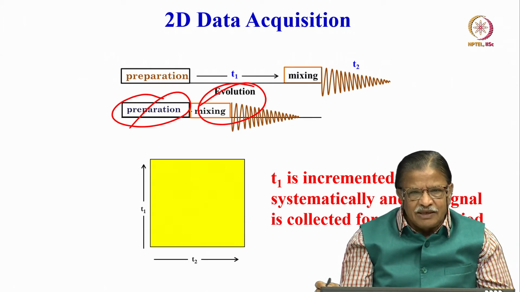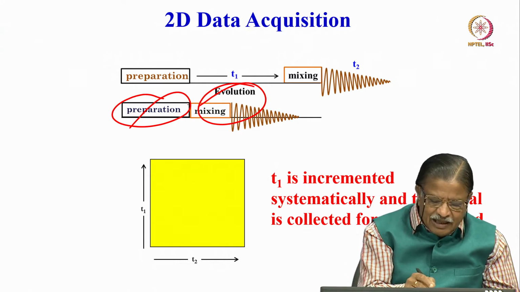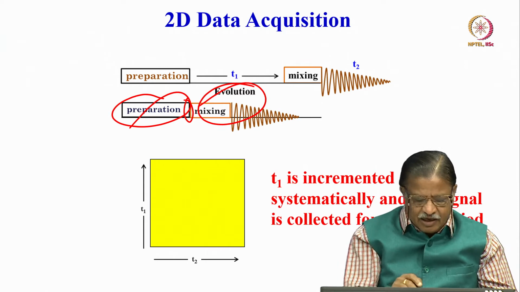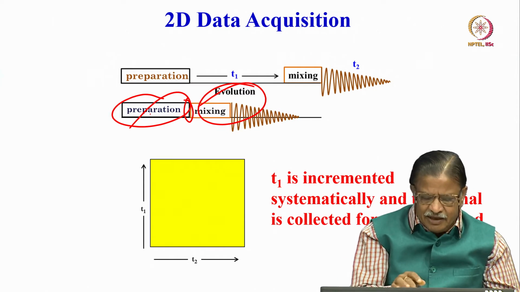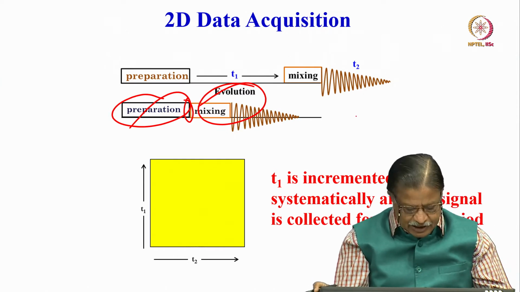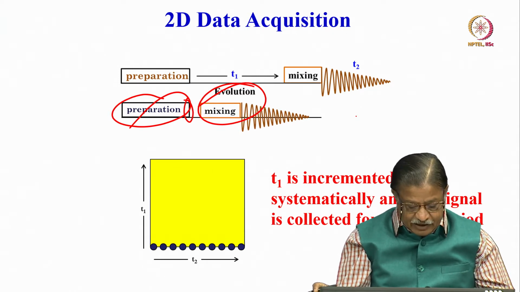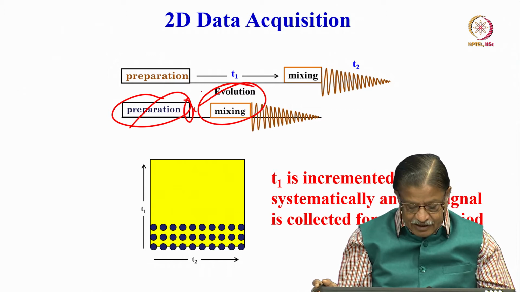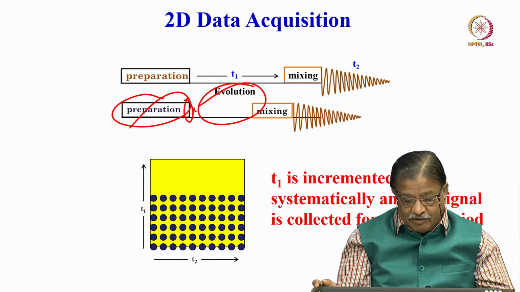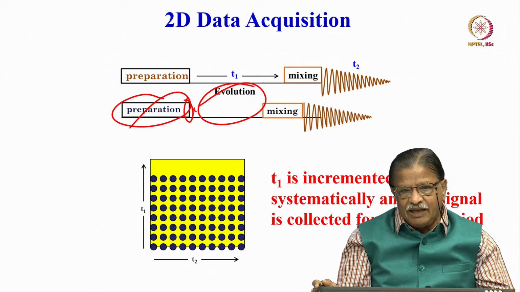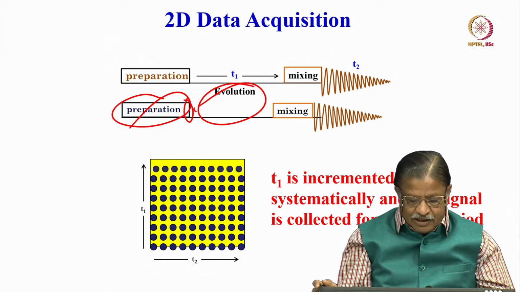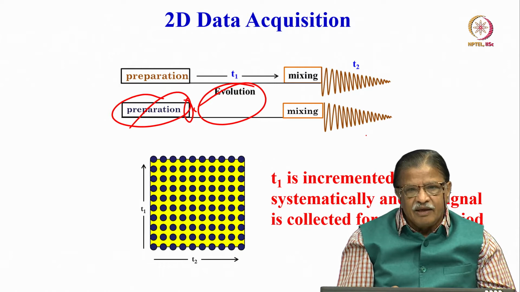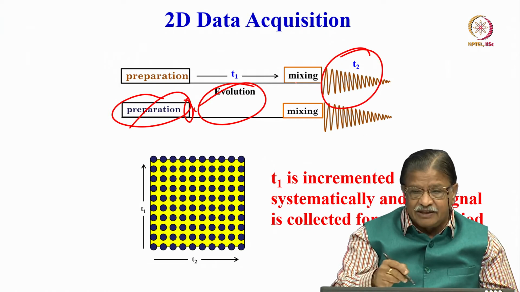What we will do is, initially, we make the time delay between evolution time 0, so there is no delay at all. Immediately after the preparation period, we have the mixing period and start collecting the signal. Then I give a little delay, then T1 is incremented, another delay, like that I keep on incrementing the delay. Every time I increment the delay, the T1 period is increasing, and finally we are collecting the signal in the T2 dimension.